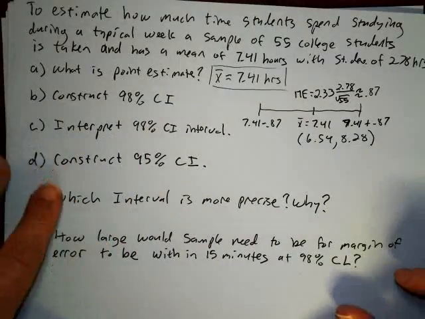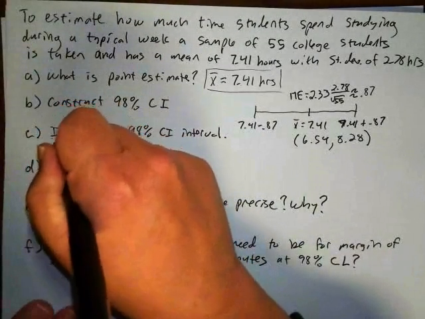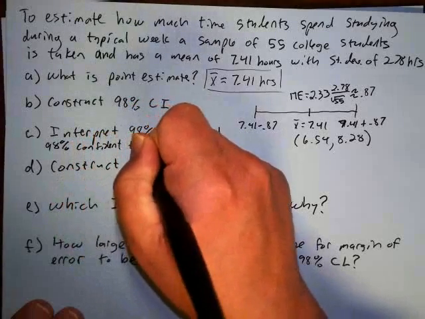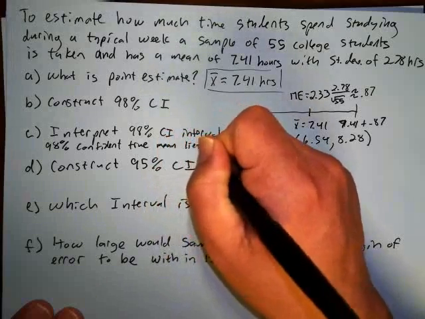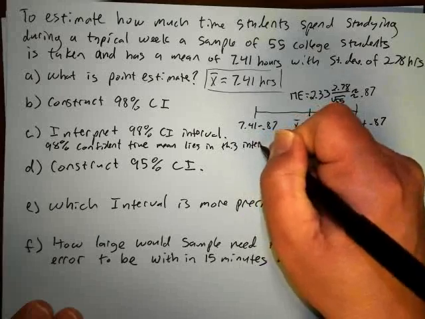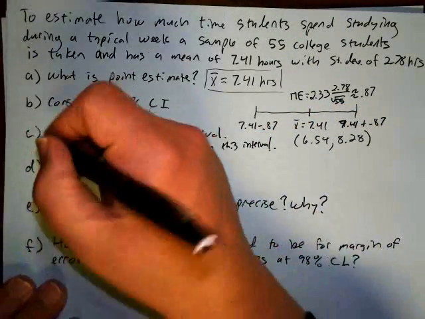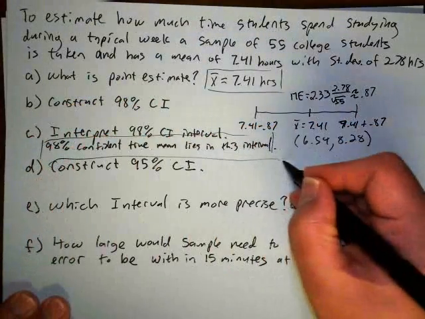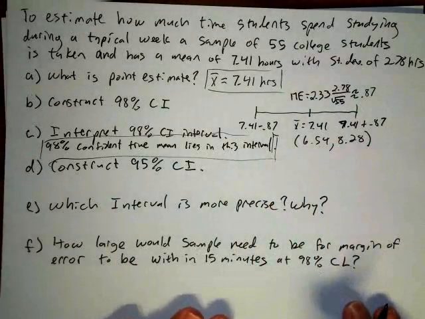So now it wants you to interpret that. So you could say I'm 98% confident the true mean lies in this interval. And you probably want to, I knew I was going to run out of room, but you probably want to say 98% confident the true mean number of hours spent studying by all students lies in that interval. Okay?